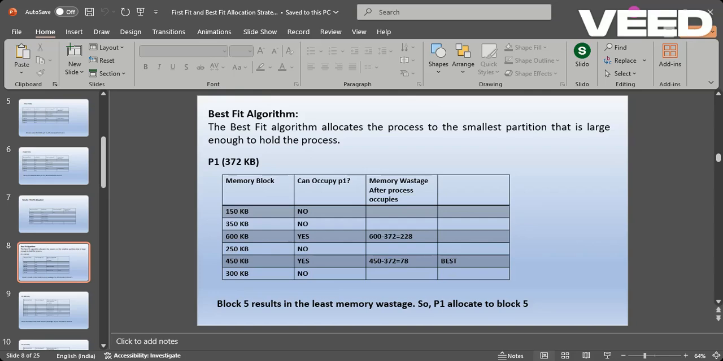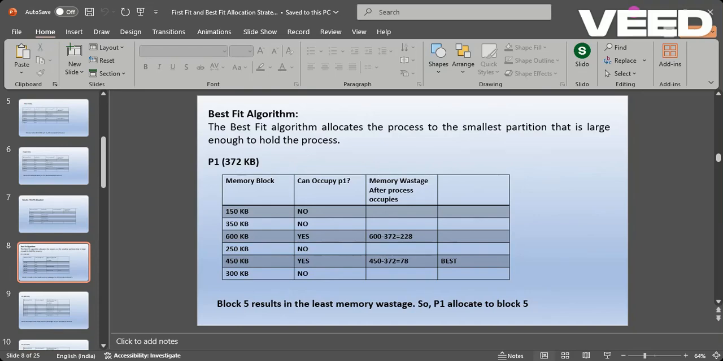So every memory block is compared with the process size. If it matches, we find the memory wastage for each location. The least memory wastage gives the best location to allocate that particular process. Here we need to allocate the P1 process, which has the same size, 372, in the best fit allocation strategy. For this we use the same table with the six memory blocks and check whether it can occupy P1.